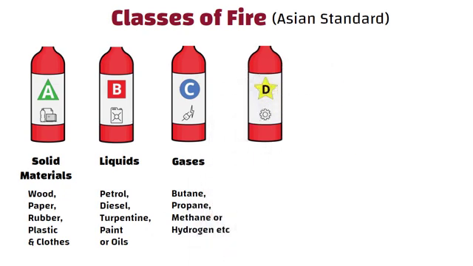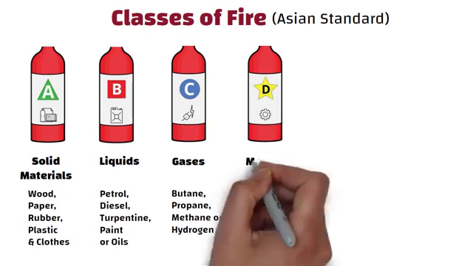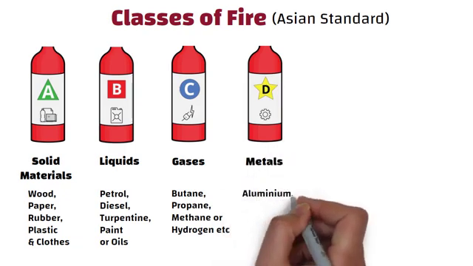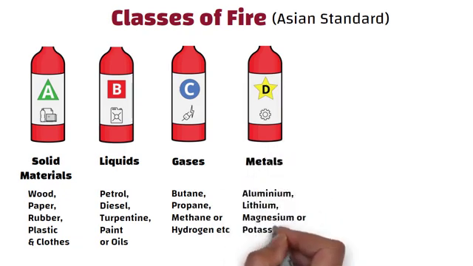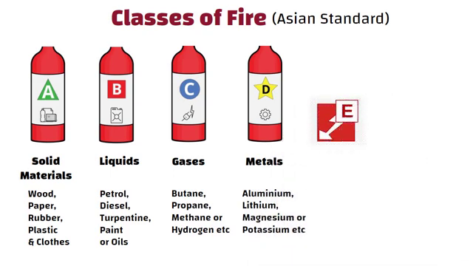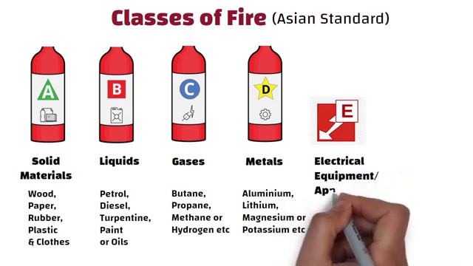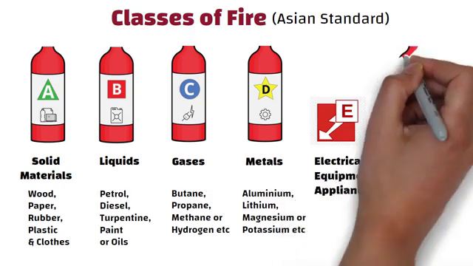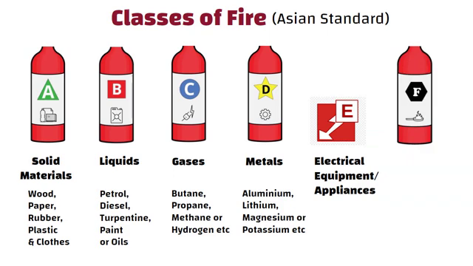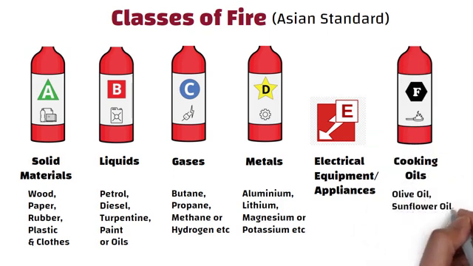Class D. It includes fires caused by combustible metals such as aluminium, lithium, magnesium or potassium, etc. Class E. It includes fires caused by electrical equipment or appliances. Class F. It includes fires caused by cooking oils such as olive oil, sunflower oil, butter, etc.